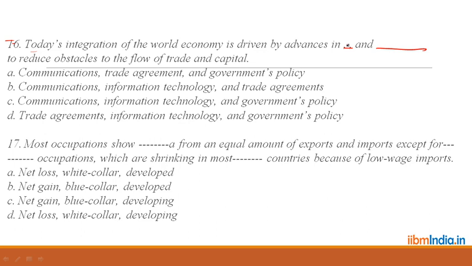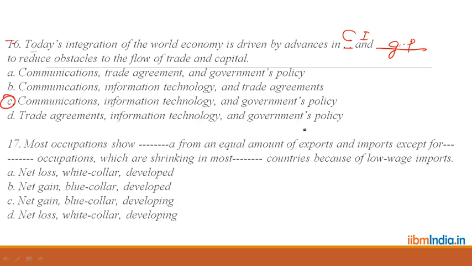Question number 16. The correct answer is communication and information technology and government policies to reduce the obstacles to the flow of trade and capital. If we want to increase the flow of trade and capital, we have to focus more on communication across the globe, we should have advanced information technologies, and there should be minimization of the role of government policies while talking about international trade, so we can improve the flow of trade and capital without any obstacles. Question number 16, C is the correct answer.